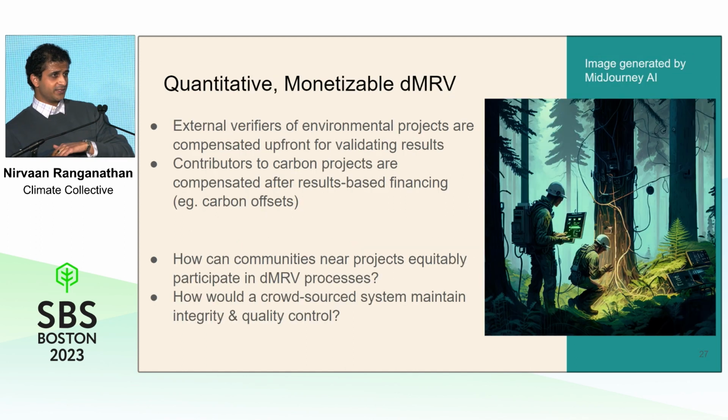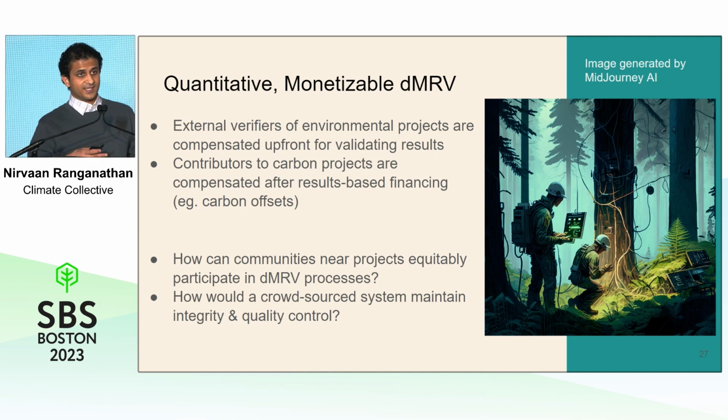So now moving from qualitative data to quantitative data, quantitative monetizable DMRV. First, briefly looking at the capital sequence in some of these carbon projects. External verifiers are already compensated upfront for verifying the credit before it is sold to anybody. So it's already part of the budget within the project itself. Whereas the contributors to the carbon project are compensated after the carbon offset is eventually bought by someone.